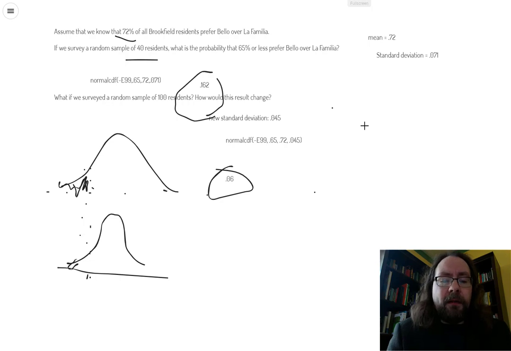All right. So the big takeaway here is that what's nice about doing sample proportion problems this way is that when the number of people or things or whatever it is that we're sampling changes, the only thing that changes is our standard deviation. It doesn't change the mean. The mean stays at the population proportion, whatever that happens to be.